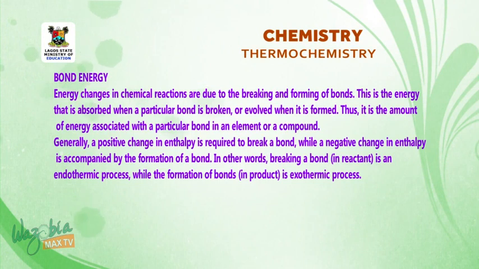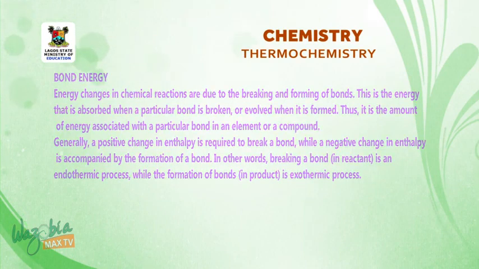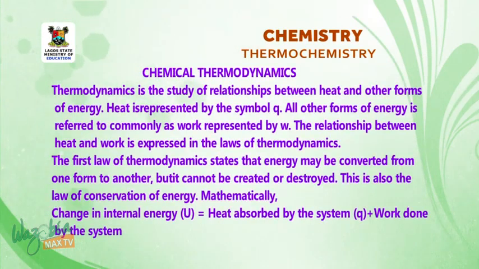Bond energy. Energy changes in chemical reactions are due to the breaking and forming of bonds. This is the energy that is absorbed when a particular bond is broken or evolved when it is formed. Thus, it is the amount of energy associated with a particular bond in an element or a compound. Generally, a positive change in enthalpy is required to break a bond, while a negative change in enthalpy is accompanied by the formation of a bond. In other words, breaking a bond in a reactant is an endothermic process, while the formation of a bond in a product is an exothermic process.